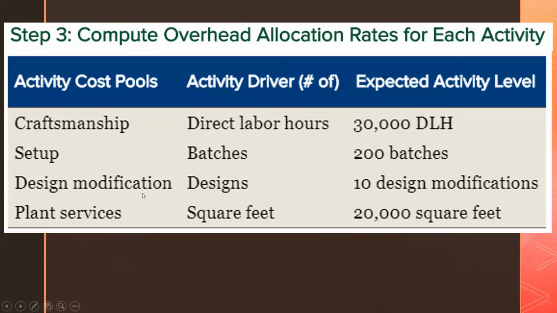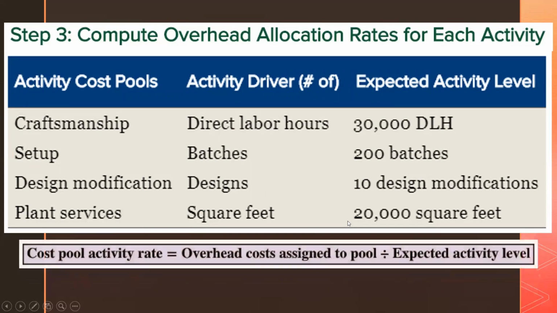For design modification, that's our engineer salaries. We say, let's base it on how many designs they make. And then we have to figure out, okay, they make 10 new design modifications throughout the year. And finally, we have the plant services that had to do with factory maintenance and our heating and lighting. And they are going to base that on the square footage. They say the total factory square footage is 20,000.